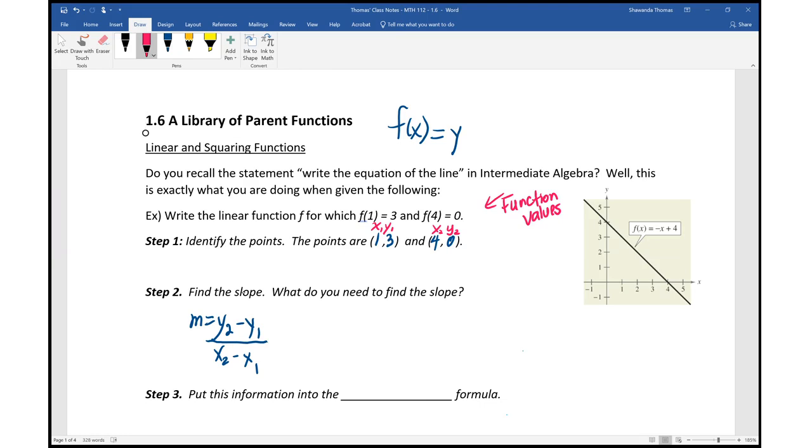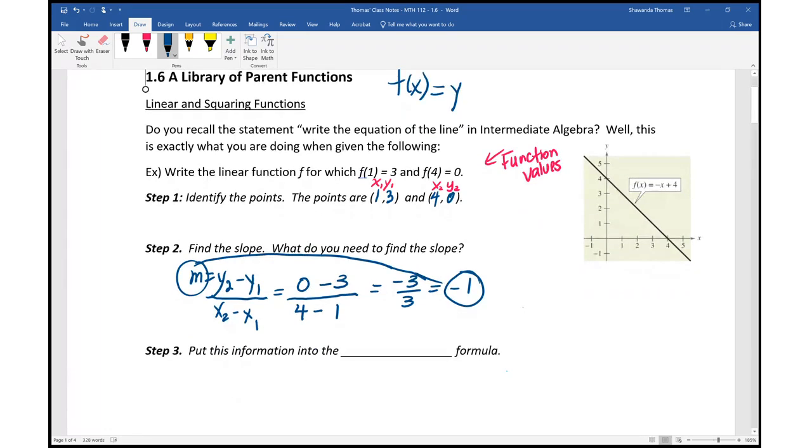All right, so y sub 2 we know is 0 minus y sub 1 is 3, divided by x sub 2 is 4 minus x sub 1 is 1. So what we have is negative 3 divided by 3, which is negative 1. So our slope m is negative 1.